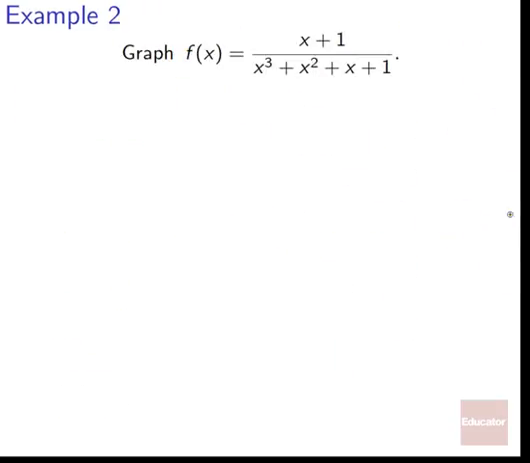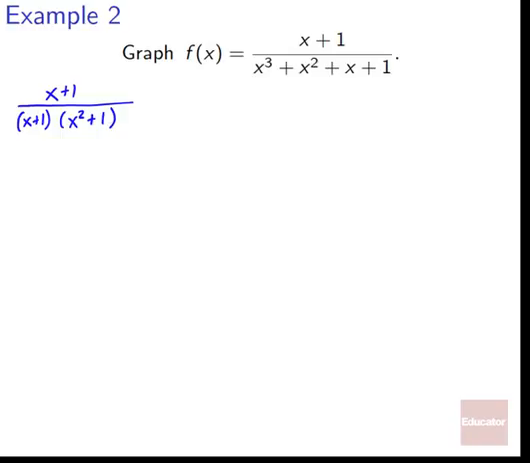Next one. Graph f of x equals x plus 1 over x cubed plus x squared plus x plus 1. So first thing we want to do is factor this. Top is still just going to be x plus 1. What's the bottom become? Well, we know that there's going to be an x plus 1 factor in there. We can figure that out by trying plugging in negative 1. We see that it would work. But we can also eventually factor it into x plus 1 times x squared plus 1.